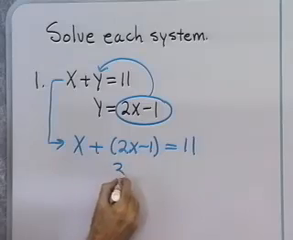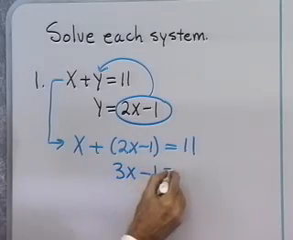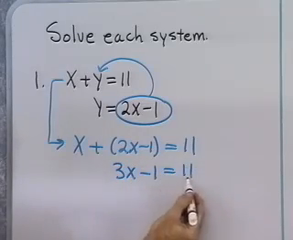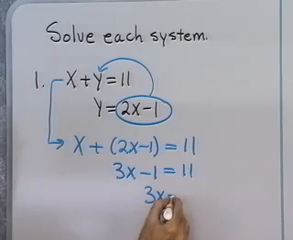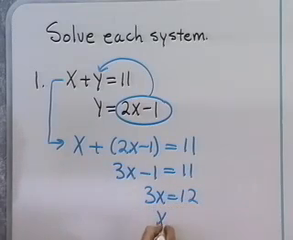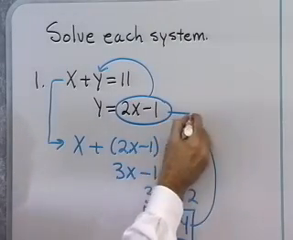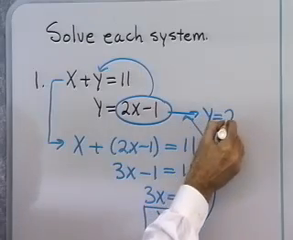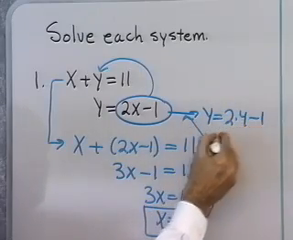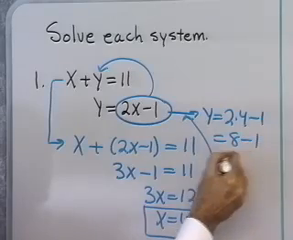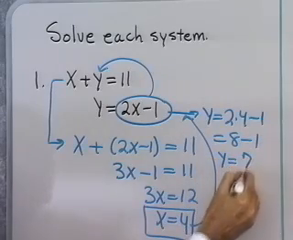I simplify. I have 3x minus 1 is equal to 11. Add 1 to both sides. 3x is equal to 12. So x is equal to 4. The x-coordinate of my point of intersection. I'll take that value of x, put it back in here, and get y is equal to 2 times 4 minus 1. That's 8 minus 1. y is equal to 7.